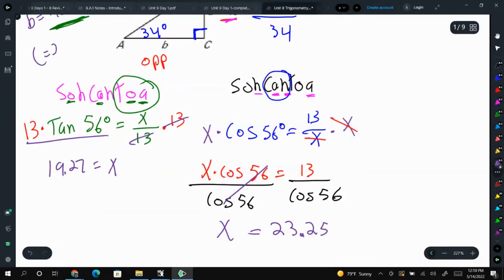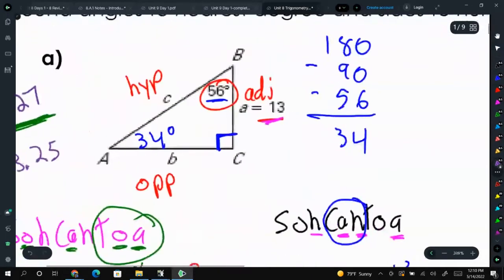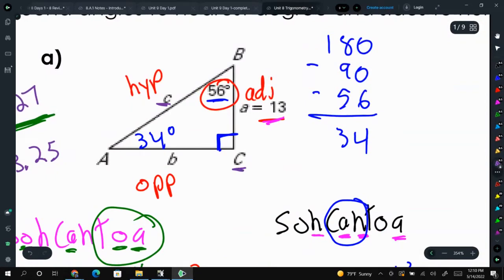So side c is 23.25. Now I want to point out the difference between angle C and side c. Notice that side c is a lowercase c and angle C is uppercase. Angle A is an uppercase A, and side a is a lowercase a, and they are across from each other. Like side a doesn't touch angle A. That's how we work with triangles.